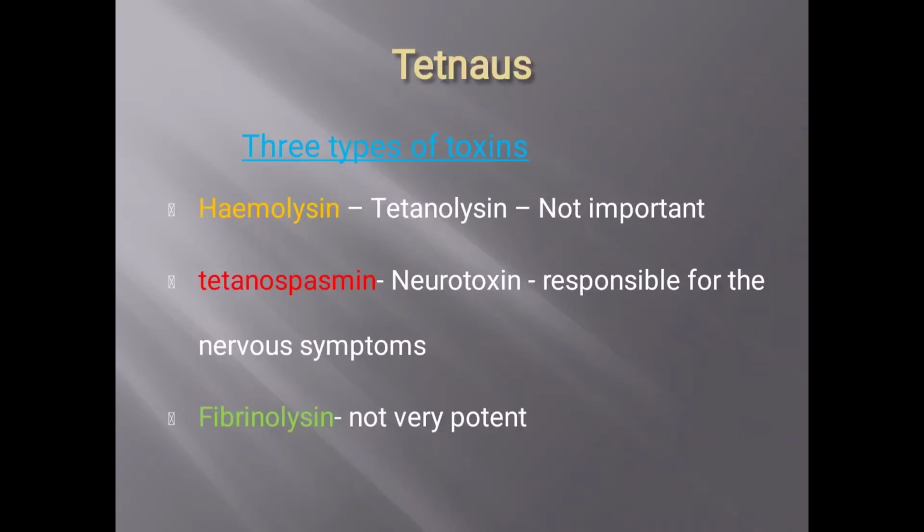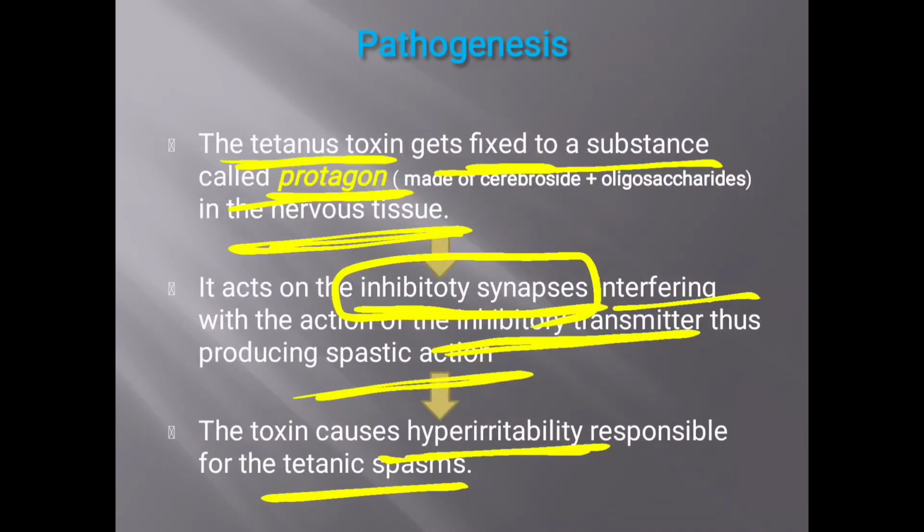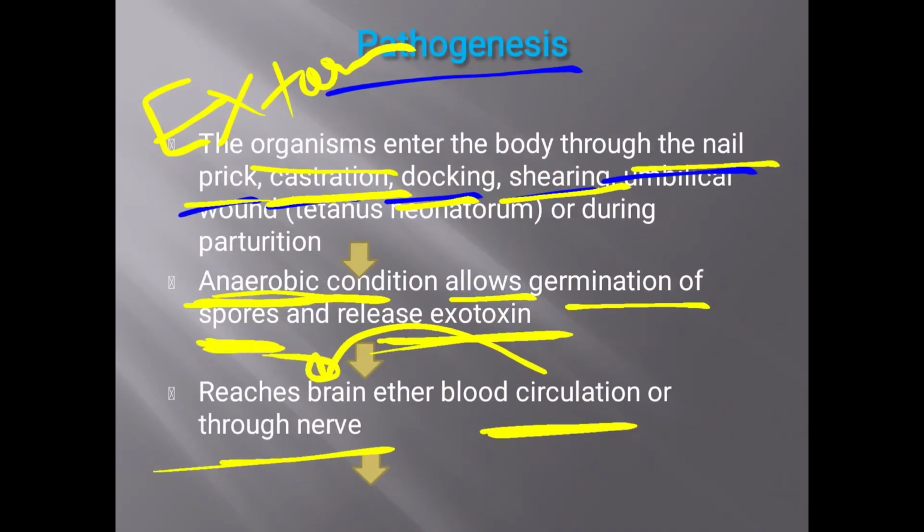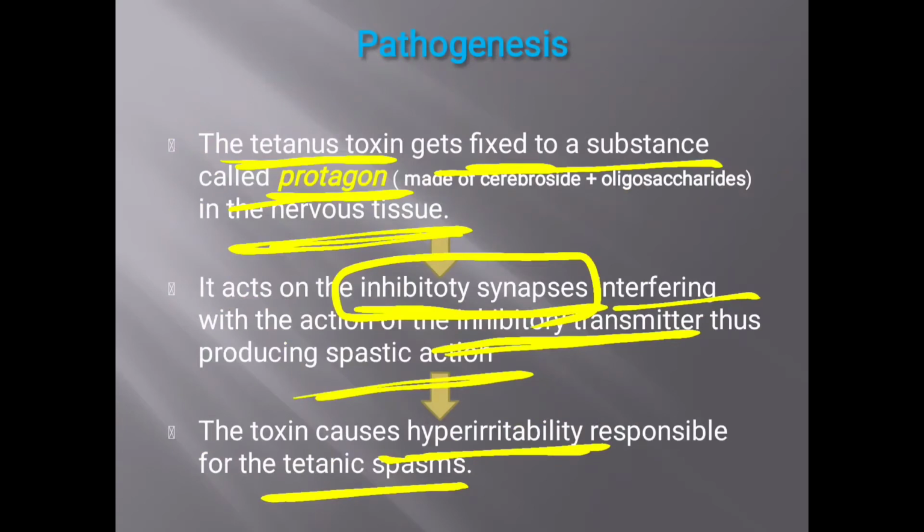This is about the pathogenesis. The points which we have to remember are that the pathogenesis is mainly caused by the exotoxins released by the rod and not merely by the rod itself, and they enter into the nervous system via blood circulation or nerves. Inside the nervous system, the toxin gets fixed to a substance called protagon, and they both act on the inhibitory synapses, eventually preventing the release of inhibitory neurotransmitters, thereby producing tetanic spasms.